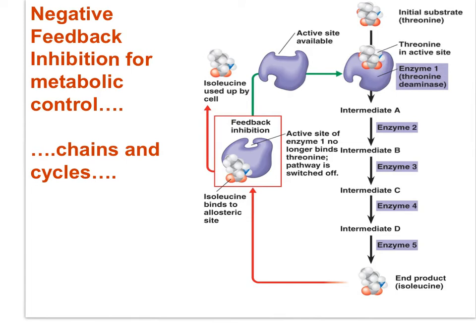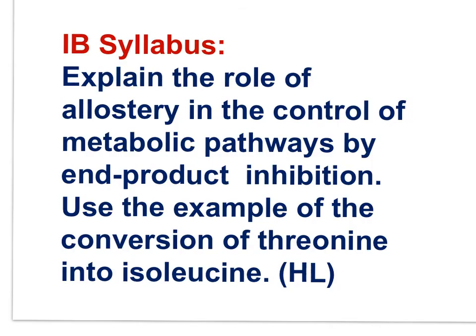End product inhibition provides homeostatic control of metabolism through negative feedback. An increase in isoleucine results in a decrease through negative feedback control of isoleucine. However, a decrease in isoleucine frees the enzyme up of the inhibition that would serve to increase the production of isoleucine, etc., etc. Here is the full IB syllabus statement.